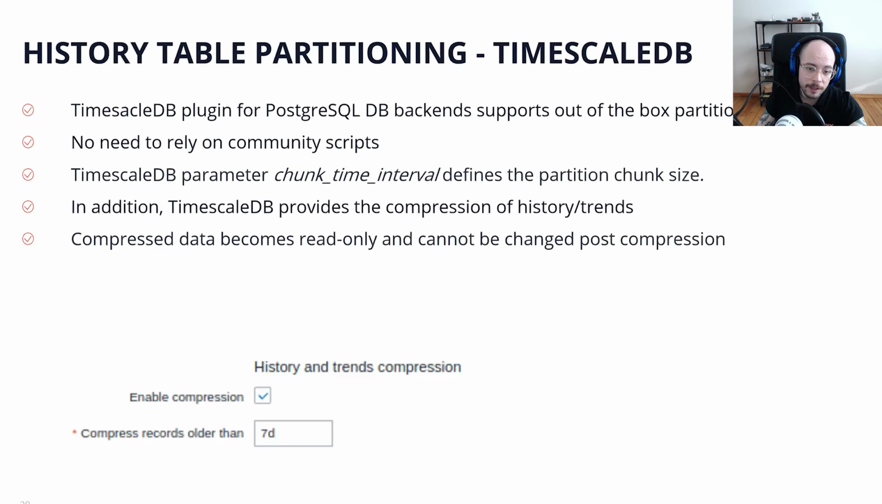With TimescaleDB, as I said, things get a bit more simple. Partitioning is defined out of the box. We don't have to rely on community scripts. And we need to specify on TimescaleDB the chunk time interval parameter, which will define the partition chunk size. In addition, we can also add compression of the data, and this will greatly, something like 60, 70, 80%, reduce the database, the history table size, and thus the database size.